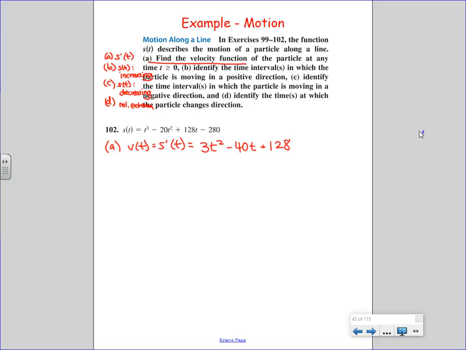Graph it and find the zeros. Why are we finding the zeros? Because we got to make a sign chart. So we're going to set all of these equal to 0.